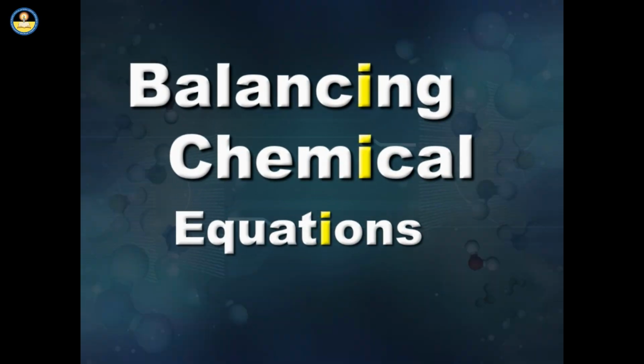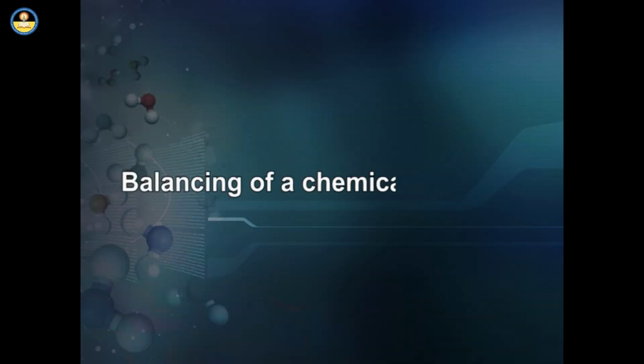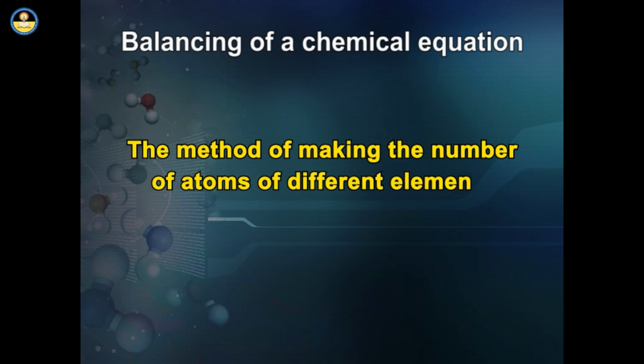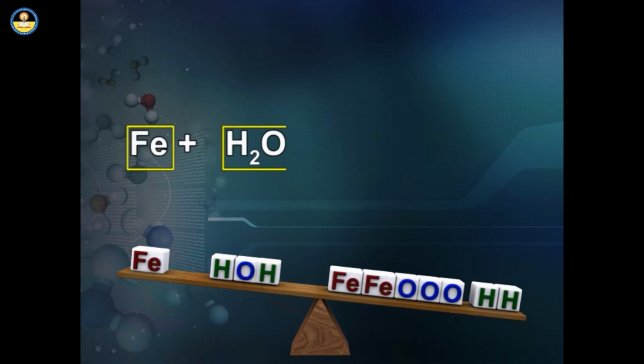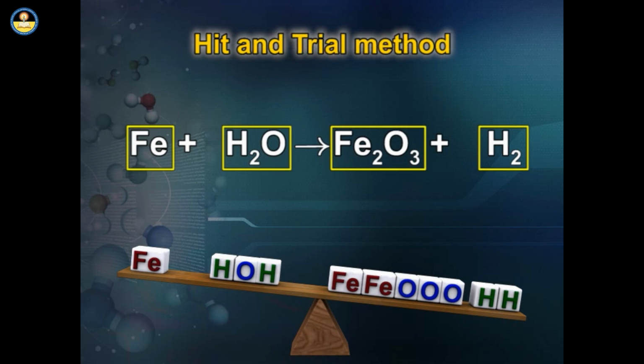Balancing chemical equations. Balancing of a chemical equation may be defined as the method of making the number of atoms of different elements on both the sides of the equation equal. The balancing of chemical equation can be done with the help of hit and trial method.